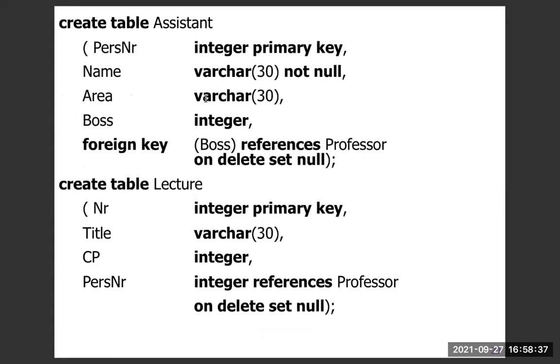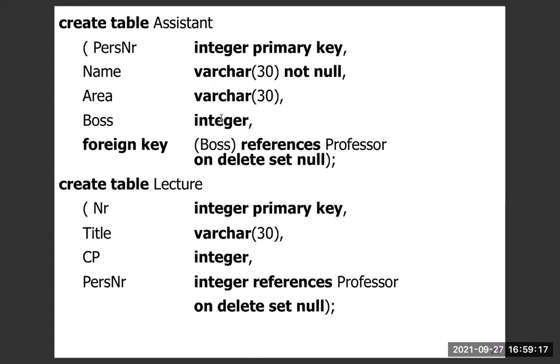Then assistant: person, name, area, boss is an integer, and it's nullable. Some assistants may have no bosses, and area is nullable. So some assistants may have no area field. And boss, that's another way to describe it. The first option is inline referencing, like in the lecture table: person number of integer references this table, and then on delete, let's say set null.